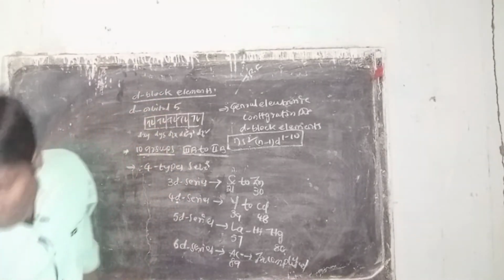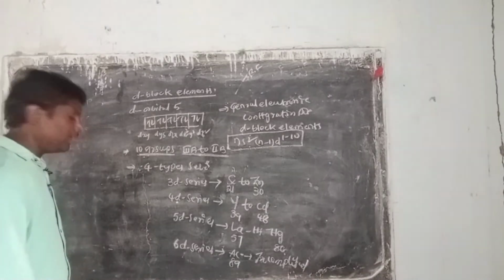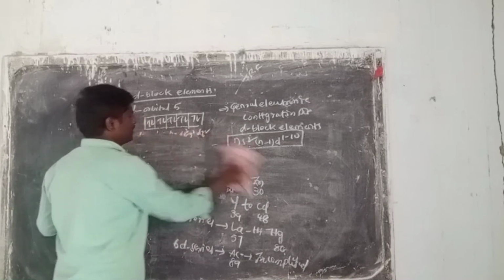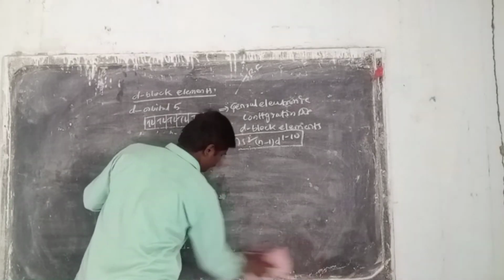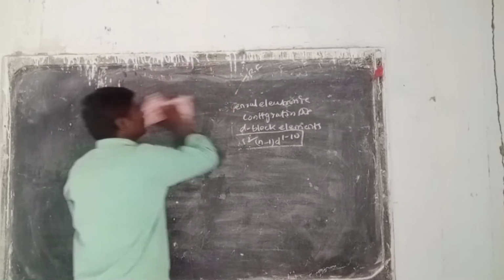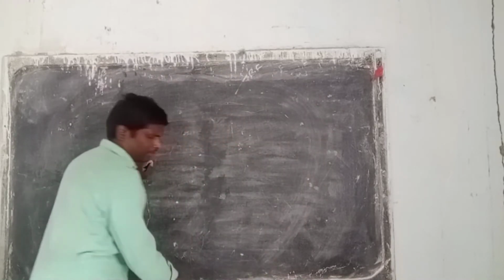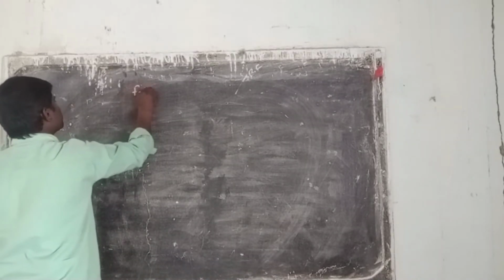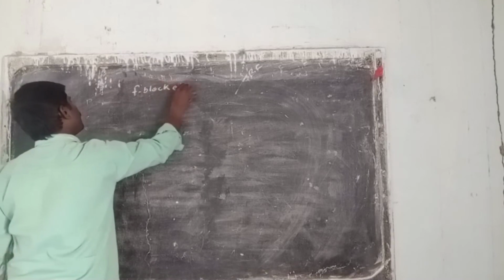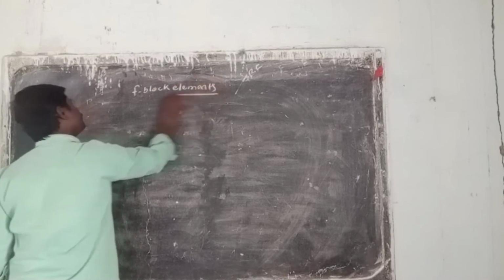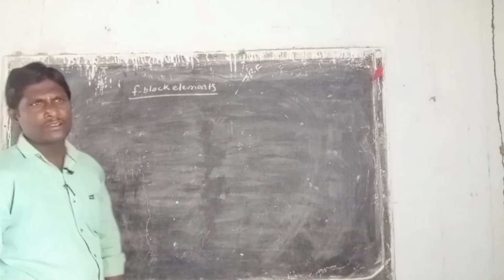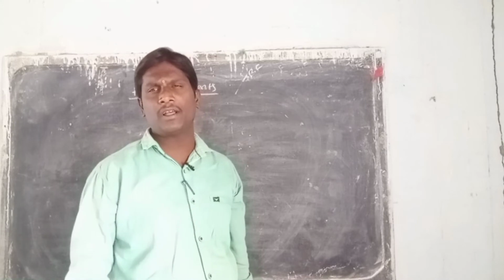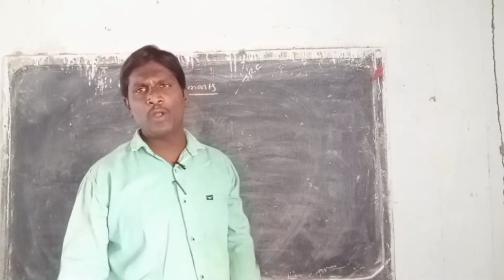Then finally we discuss the F block elements. What is the electronic configuration of F block elements? Now the last one, F block elements. What is meant by F block elements? Same definition: the differentiating electron entering the (n minus 2) f orbitals is known as an F block element.